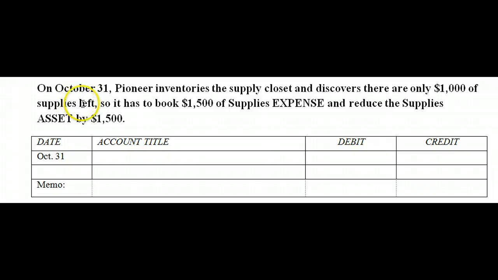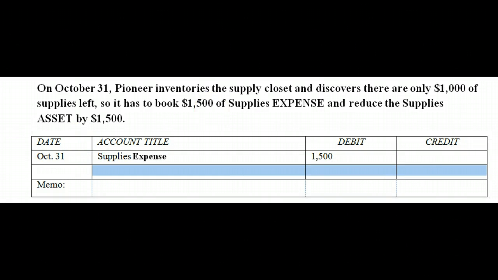So we look in our supply closet and we discover that there's only $1,000 worth of supplies left. We started out with $2,500. There's only $1,000 left, so during the month of October, we must have used $1,500 of supplies. So we have to book that supplies expense. Expenses are debits.